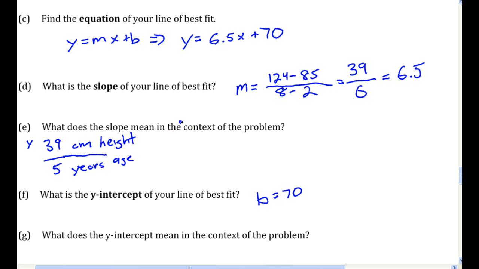So whenever they say context, make sure you think about units and labels. That'll help you figure it out. So basically they're saying for every 5 years of age, as a sample of children, heights are about 39 centimeters taller. Another way of looking at it is the 6.5, and that has the same units, just think of it as 6.5 over 1. So that would be 6.5 centimeters per year, or for every 1 year. That's another way of looking at it. So we're going to go with that one.